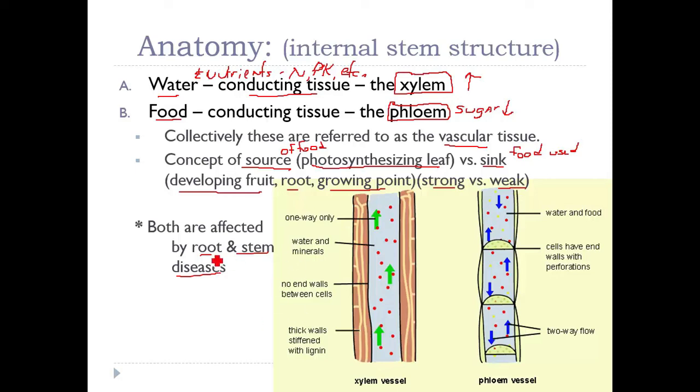This is a cartoon drawing of a xylem vessel showing movement in an upward direction, with water here in blue. Water and minerals or nutrients are inside, in sort of a continuous channel. A phloem vessel is a little different. It's not a continuous channel, but you do have movement in both directions.